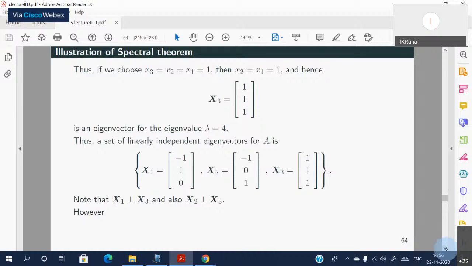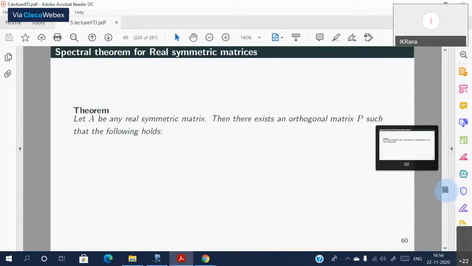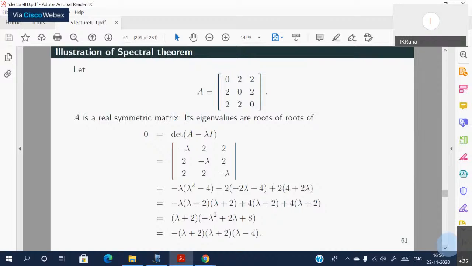So this is an example. Probably let me just say something more, and we can look at the examples later on, because this involves quite a bit. So if you have got a matrix like this, 0, 2, 2 and 0, 2, 2, that is a real symmetric matrix. Finding eigenvalues means finding the roots of the polynomial. That is a cubic, and you find that lambda is equal to 4, minus 2 and minus 2. So minus 2 is a repeated root with algebraic multiplicity 2.